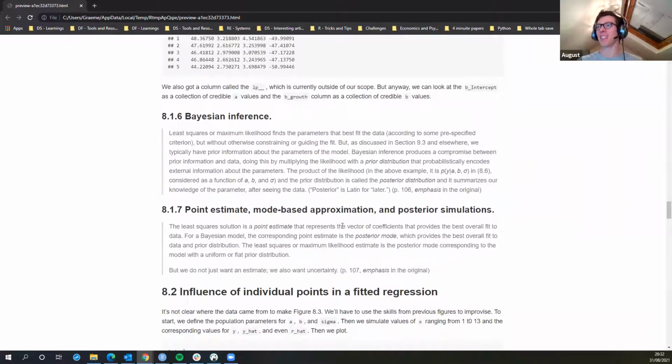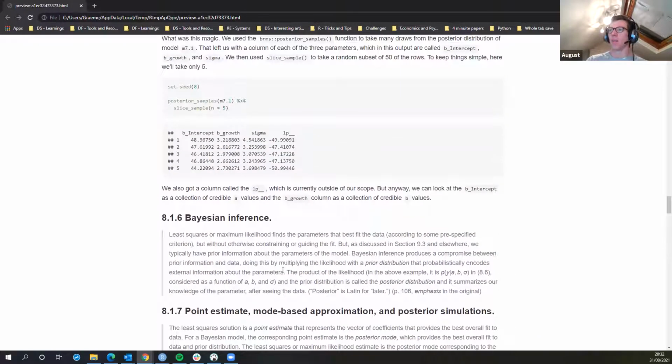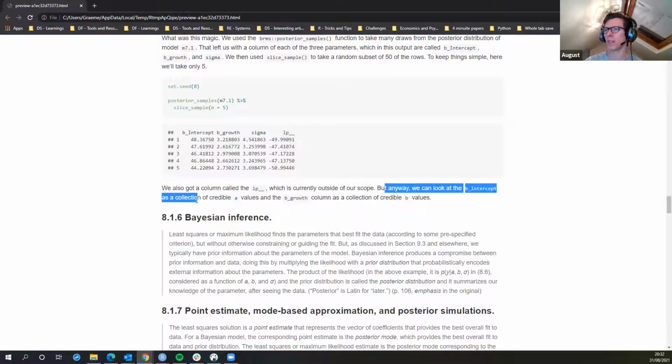Right, so now we get to the Bayesian inference part. This is the part that I've started reading, but I have not read the last 2 pages. So the posterior sample things, that's really cool, actually. I really like that. Do you know what this bit means? We also got a column, IP is currently out of scope, but we can look back at the B-incept. Yeah, I do not know what that is. I would have to look that up myself.